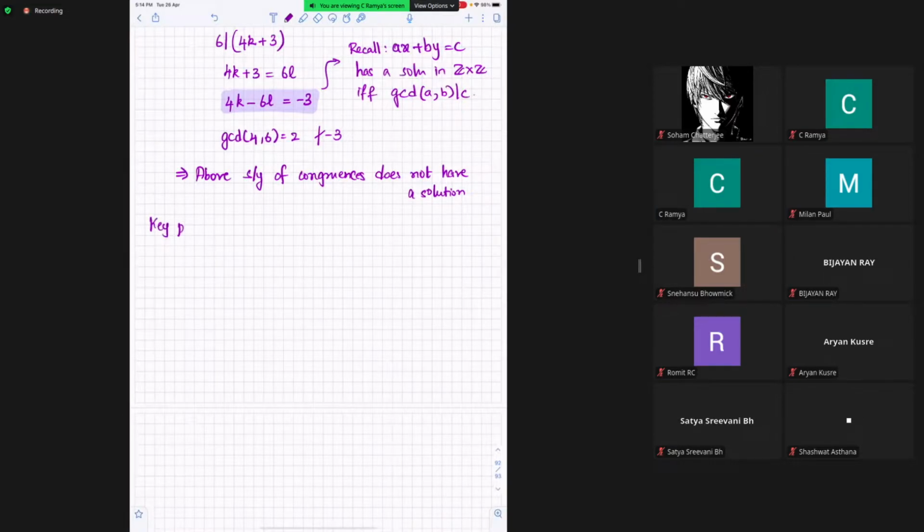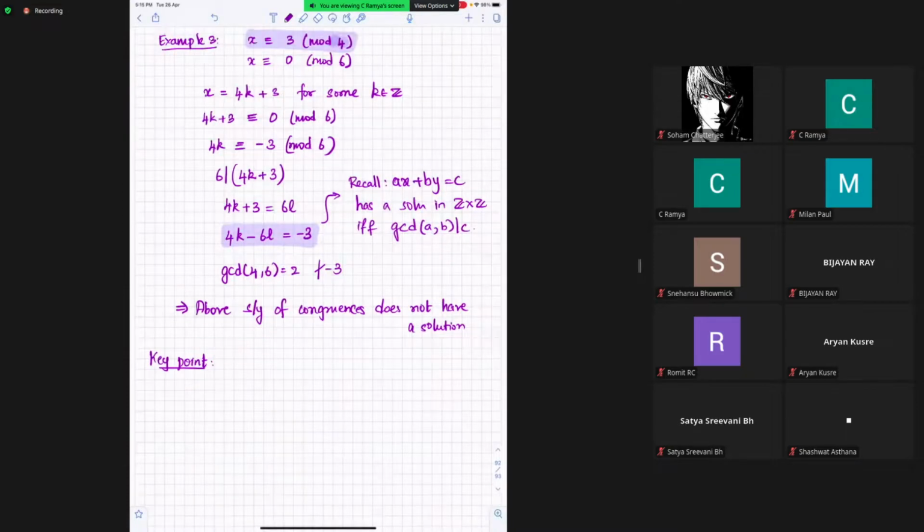Yes, ma'am. Or we could have seen that x is an odd number because x is 3 mod 4, and so 6 can't divide x. Correct. Yeah. But always this odd-even argument might not work, right?